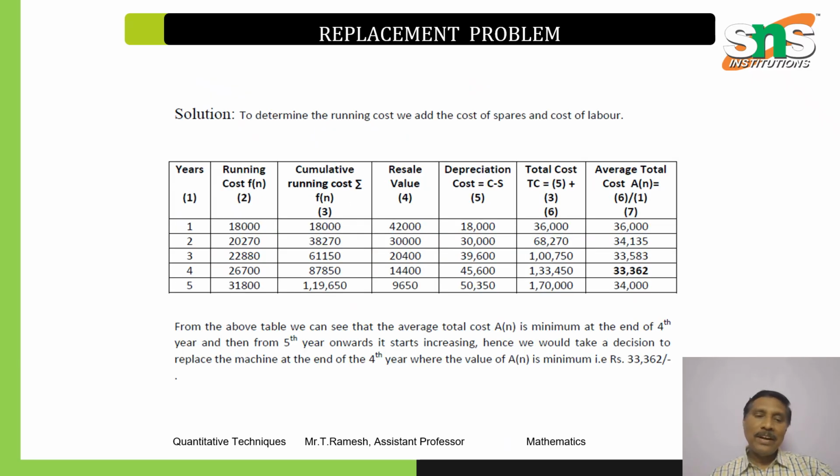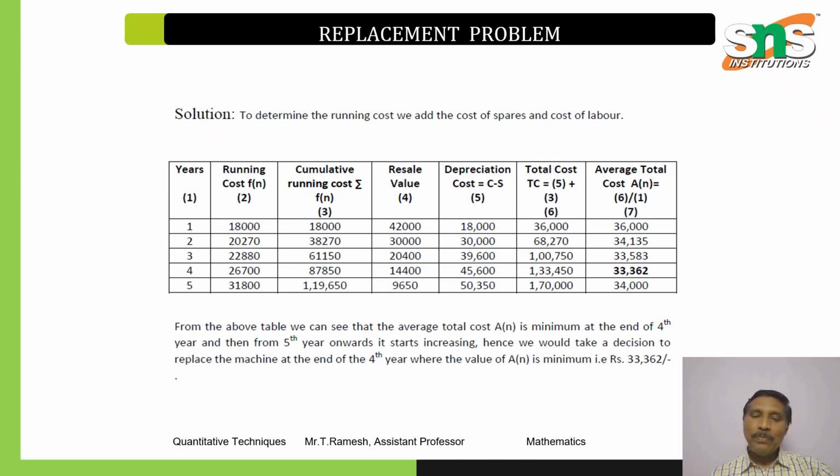So as usual, we first write the 5 years and the running cost is already given. We write all the running cost and the cumulative cost as usual. We calculated 18,000 and add with the second year running cost, 20,270 with 18,000. So we get 38,270. Likewise, for all the 5 years.